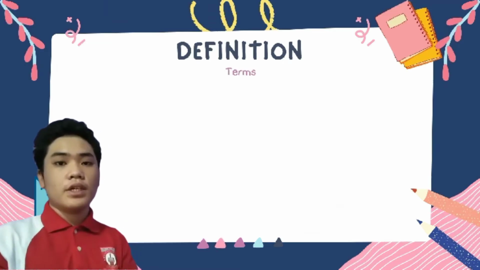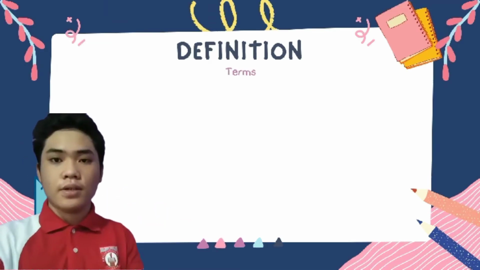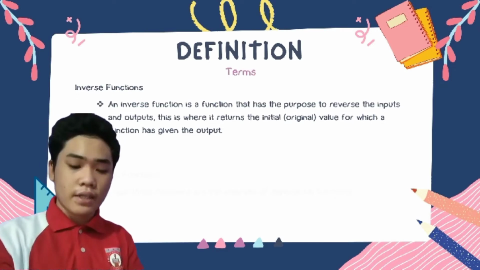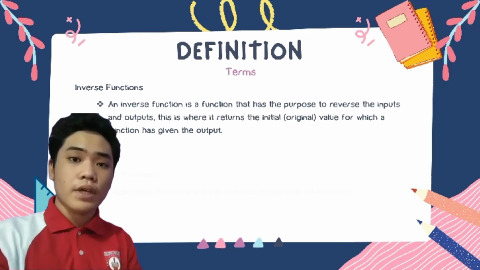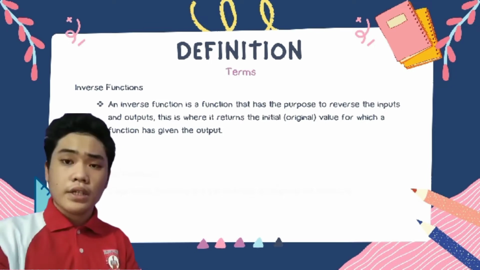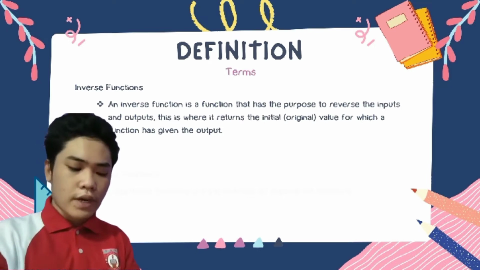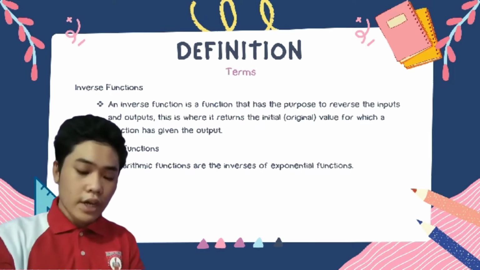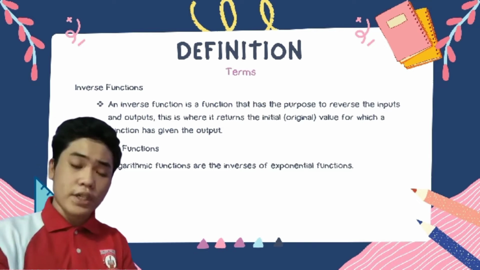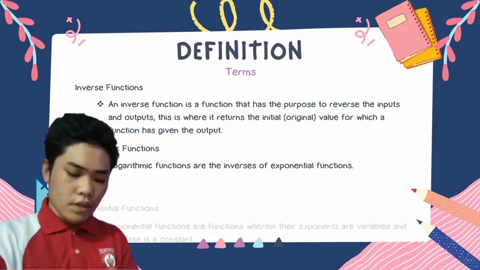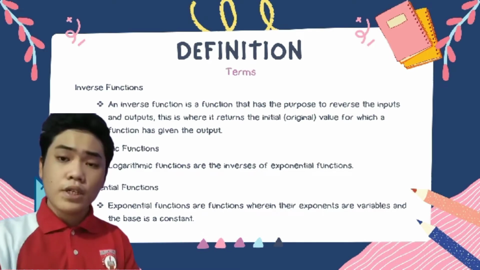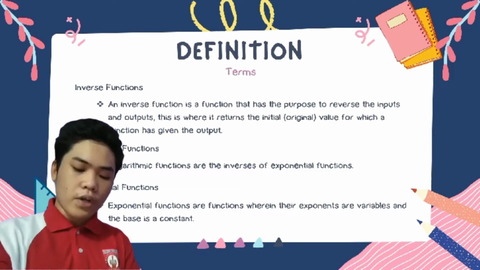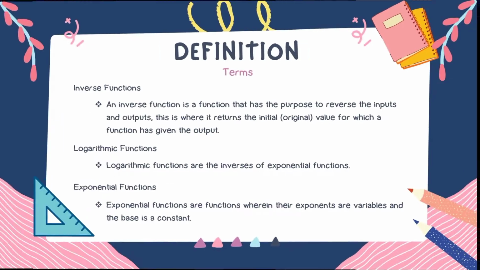To give you some ideas about our topic, here are some definitions. Inverse function. An inverse function is a function that has the purpose to reverse the inputs and outputs. This is where it returns the initial value for which a function has given the output. Logarithmic function. Logarithmic functions are the inverses of exponential functions. Exponential functions. Exponential functions are functions wherein their exponents are variable and the base is constant.